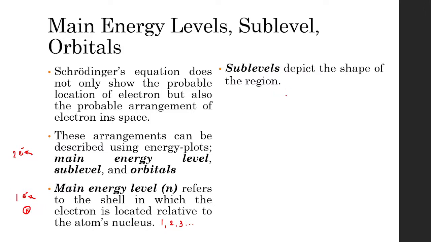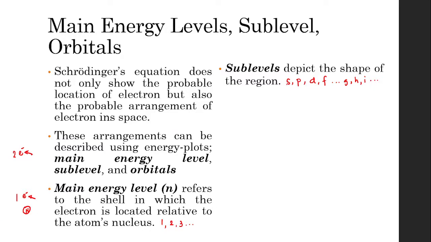Okay. And for these sublevels, we usually use letters to denote them. The most common ones are S, P, D, F, and then the next ones follow the alphabet: G, H, I, etc.